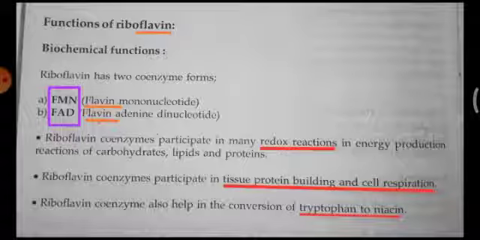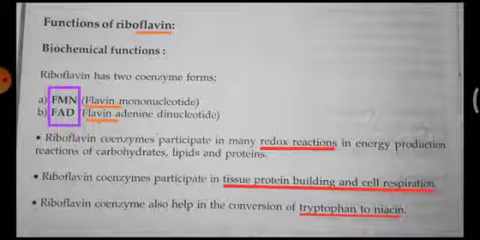Coming to the function of riboflavin, riboflavin has two coenzymes. In the name riboflavin, the flavin part is underlined because based on this name we derived the coenzyme names: flavin mononucleotide, FMN, and flavin adenine dinucleotide, FAD. The riboflavin coenzymes FAD and FMN participate in redox reactions. Red means reduction, ox means oxidation. So redox reactions are reduction and oxidation reactions in the energy production of metabolic pathways of carbohydrates, lipids and proteins. Whenever you come across metabolism of these biomolecules during redox reactions, these coenzymes are utilized by certain enzymes.